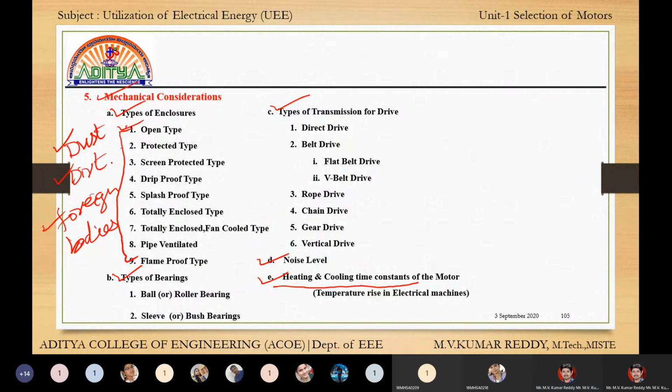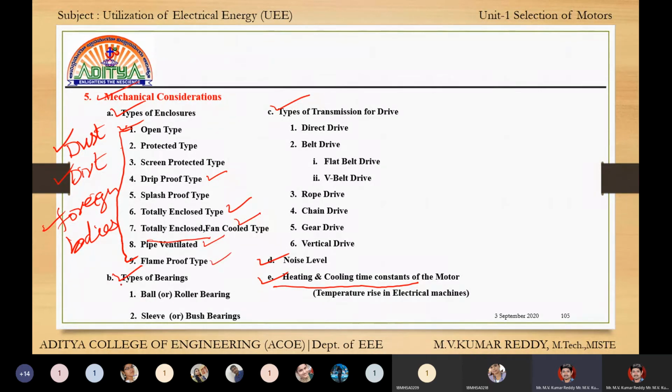Hence there are open type, protected type, screen protected type, drip proof type, splash proof type, total enclosure type, total enclosure with fan cooled, pipe ventilated, and flame proof type.